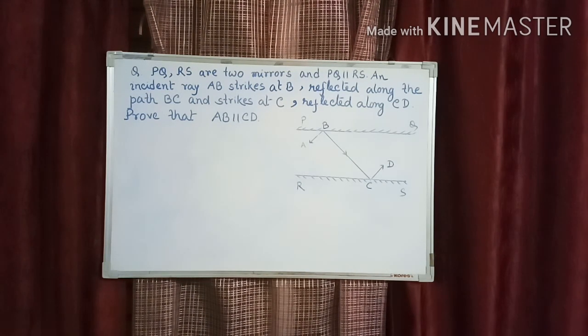where PQ and RS are two mirrors which are placed parallel to each other, and one incident ray AB strikes the mirror PQ at the point B. It is reflected along the path BC. Then again it strikes the mirror RS at the point C. Then it is reflected along CD. We have to prove that AB is parallel to CD.